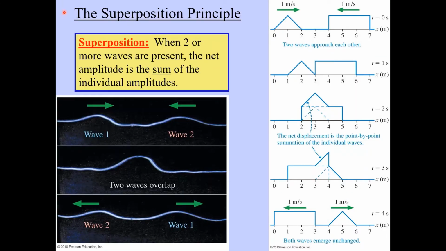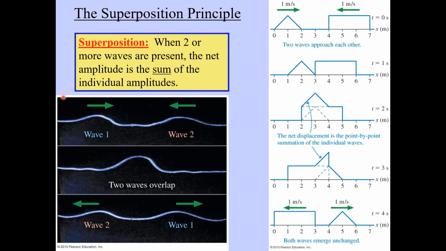So the superposition principle states that when two or more waves are present, the net amplitude is the sum of the individual amplitudes. In other words, when there are two or more waves present at the same time, all we have to do is add up the waves to get the resulting effect.